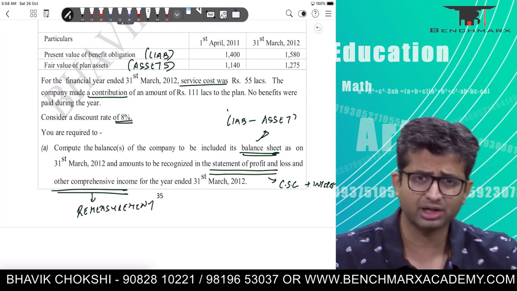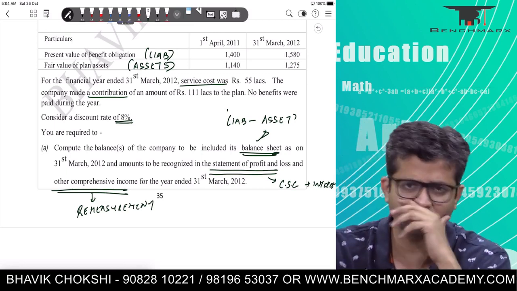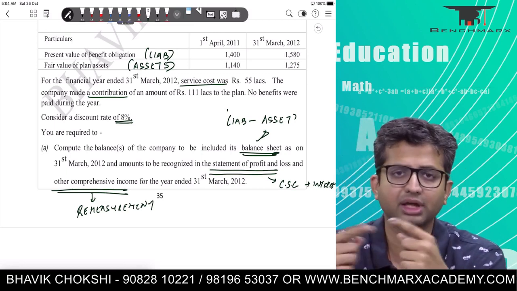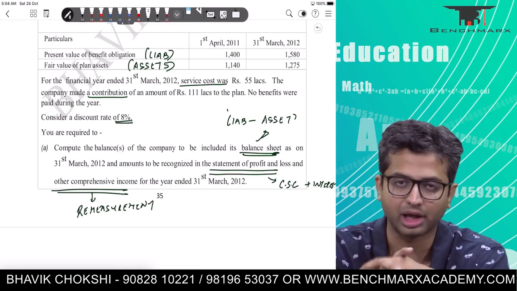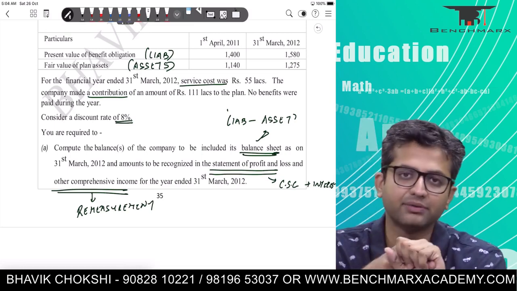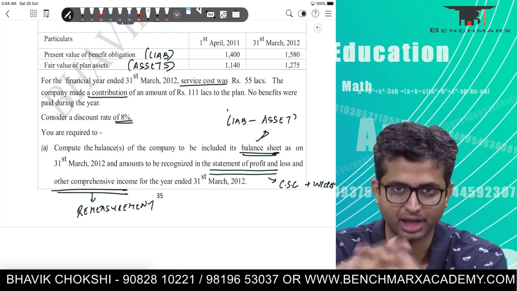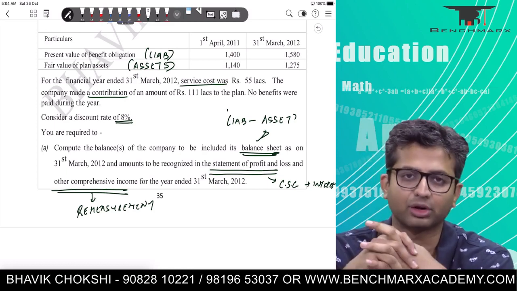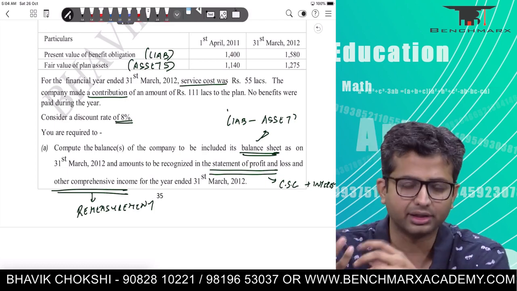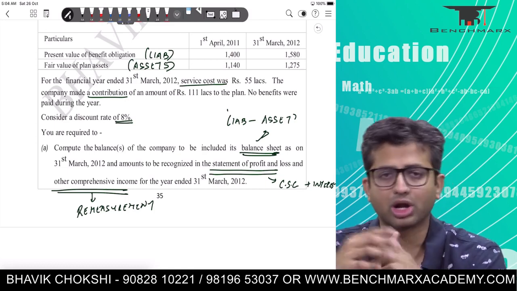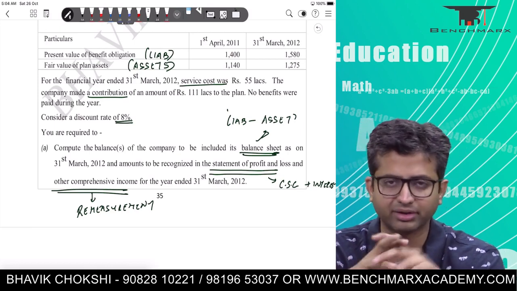What are the remeasurement items? There are 3 items in the remeasurement, if you are aware. First, if there is an actual gain or loss on the liability. Second, if there is a change in the return on the plan assets. And third, if there is the effect of asset ceiling. The asset ceiling is not there in the question. How do you find the actual gain or loss? Or how do you find the change in the return of plan assets?